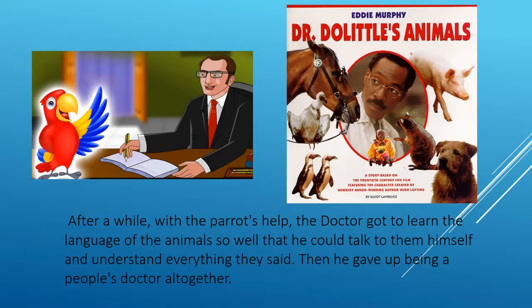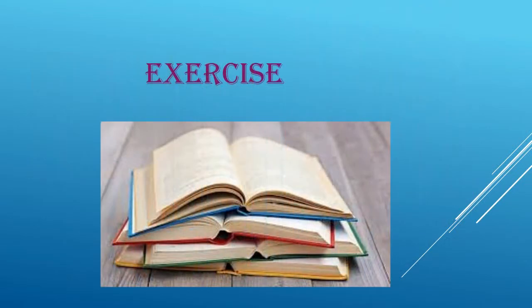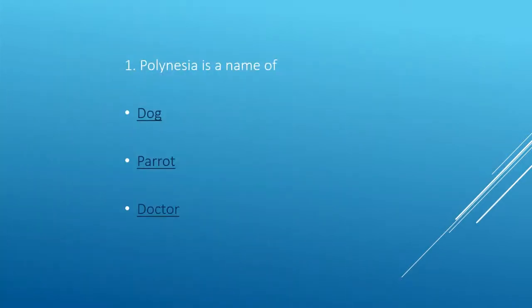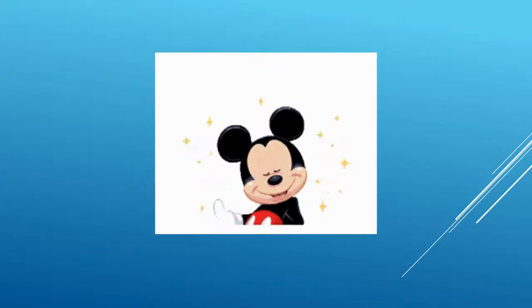So, students, I hope you all have understood the lesson. It's exercise time now, students. Now let's check. Have you learned something from this lesson? So, my first question is, Polynesia is the name of. Your options are dog, parrot, and doctor. Very good. The answer is parrot.